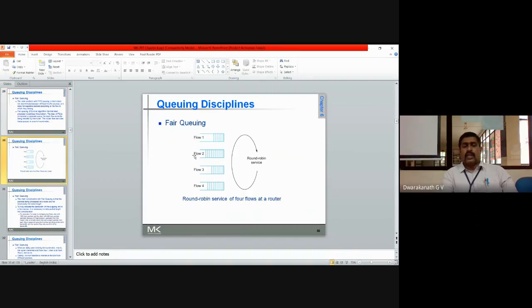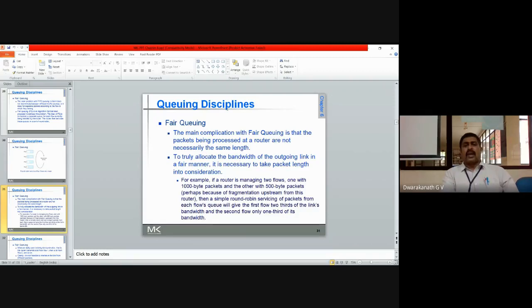Now you can see here how fair queuing will be done. Flow 1 is there, so these many packets are there. Based on a quantum time, it will move to flow 2, flow 3, flow 4. Round robin service means it will repeat based on time. So again it will come to 1, 2, 3, 4. Again 1, 2, 3, 4. Like that, it will come.